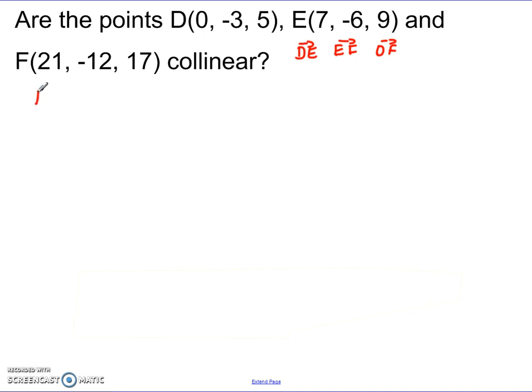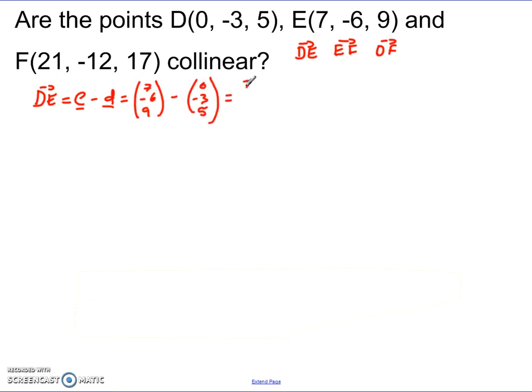So I'm going to start by choosing the vector D to E. Now this is given by taking the position vector E minus the position vector D. Now remember, these are the vectors of the points here in relation to the origin. Quick and easy way to do it, turn these into column vectors. So it's 7, negative 6 and 9, take away 0, negative 3 and 5.